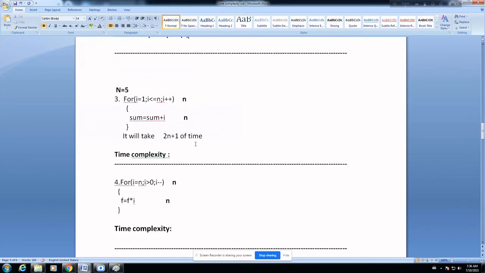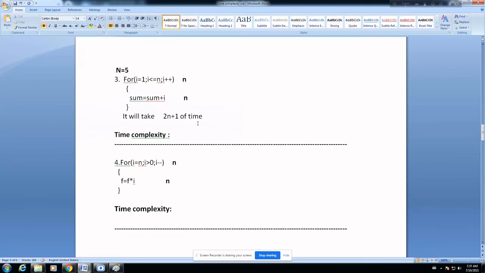Third example. Look at this. Here one loop is there: I equal to 1, I less than or equal to n, I plus plus, and sum equal to sum plus I, and simply I want to print the value of sum. Now if I find the time complexity, this loop is executed n times, or we can say n plus 1 times. Why is it n plus 1 times?